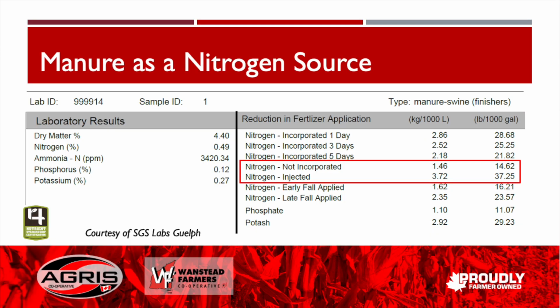So if we just concentrate on the top part there for the spring applications and focus in on nitrogen not incorporated versus nitrogen injected, you can see when we inject, we keep 37 pounds of N per 1,000 gallons. And if we don't incorporate it at all, we only keep 14 pounds or so of nitrogen. So let's dig into that a little deeper.